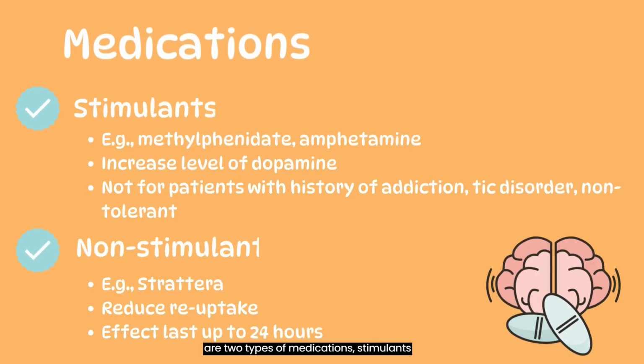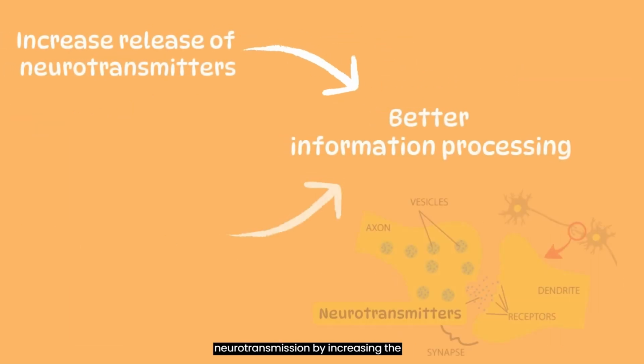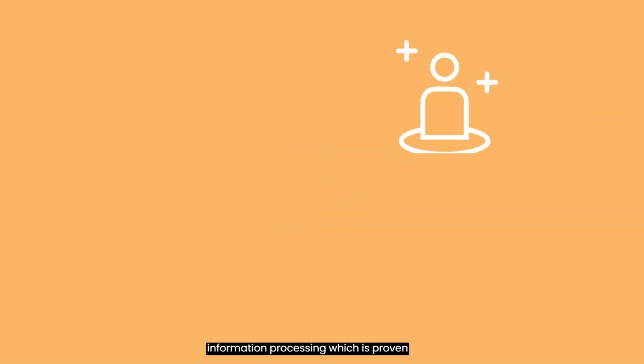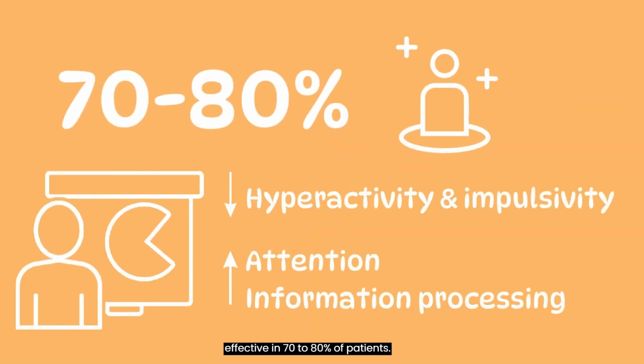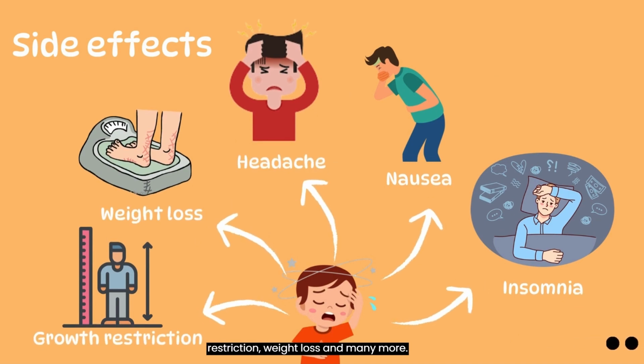There are 2 types of medications: stimulants and non-stimulants. They reduce core symptoms by improving the efficiency of neurotransmission by increasing the release of neurotransmitters, or inhibiting reuptake, reducing hyperactivity and impulsivity while increasing attention, resulting in better information processing, which is proven effective in 70 to 80% of patients. However, side effects include growth restriction, weight loss, and many more.